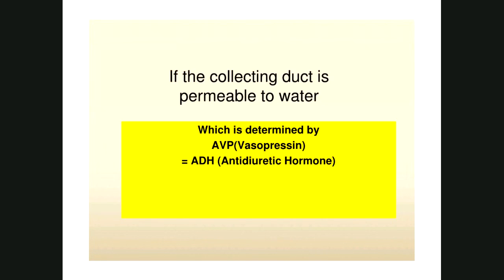So if the collecting duct is permeable to water, which means this is with the presence of vasopressin or antidiuretic hormone. If there is no vasopressin, then it is not permeable, and all of the fluid will be lost as urine. So this is what's going to happen when you are well hydrated or dehydrated. This is the factor that will determine how urine is going to be.